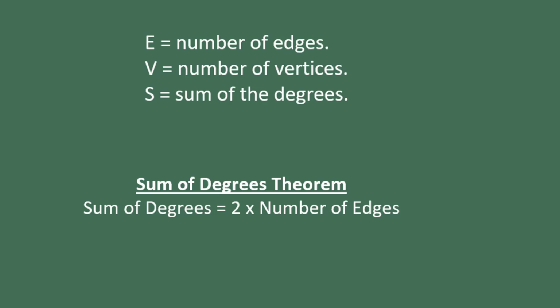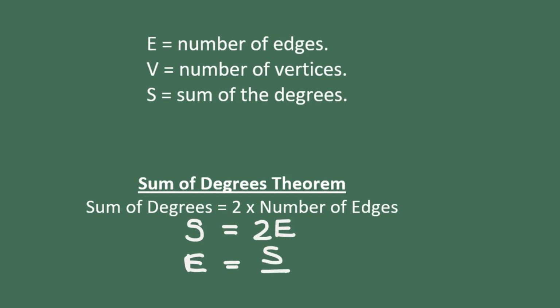So for example, the sum of degrees theorem tells us the formula S, the sum of the degrees, is 2 times the number of edges. And in fact, it's also true that the number of edges is the sum of the degrees divided by 2, or E equals S divided by 2.